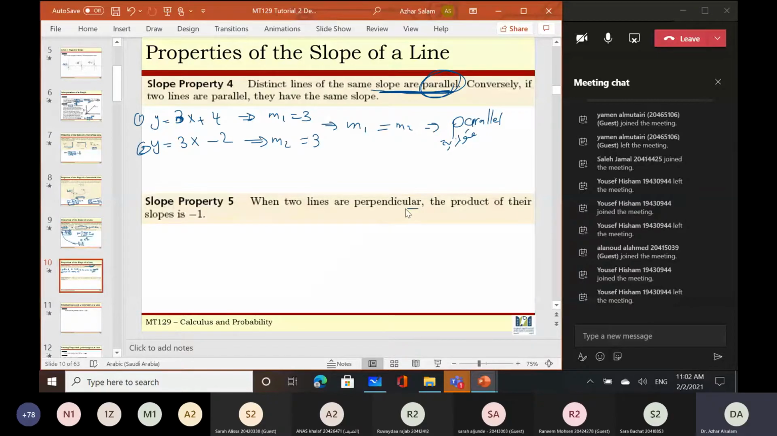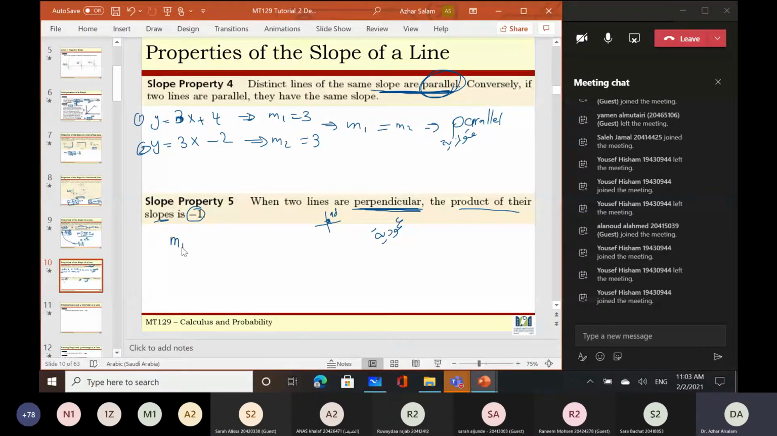Okay, now the second case, when the lines will be perpendicular. Perpendicular is the opposite of parallel, which is orthogonal to each other أو عمودية. Okay, perpendicular means that they are orthogonal to each other, like this, with the degree 90, okay, 90 degree. The two lines are perpendicular when the product of their slopes is -1. So if I have m1 multiplied by m2 equals to -1, then it will be perpendicular lines like this.